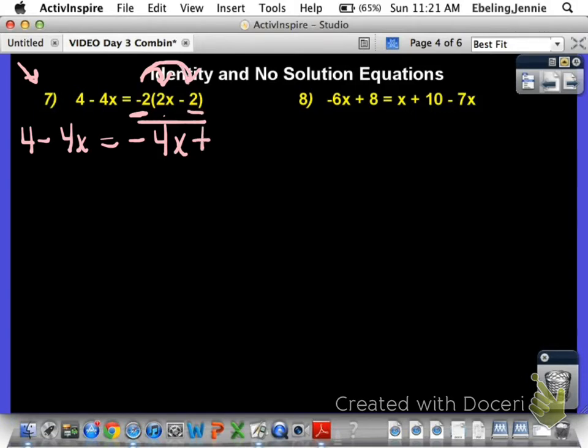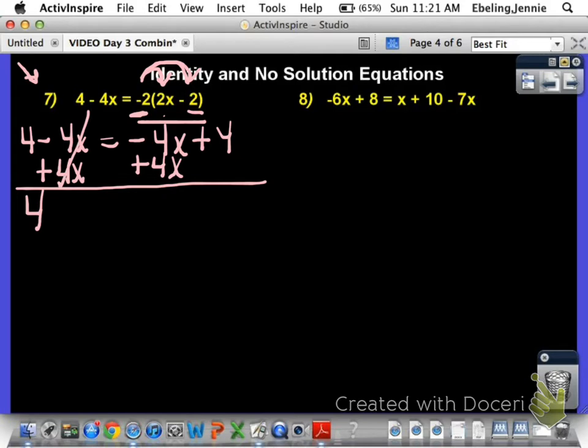Now we have variables on both sides of the equal sign, so we need to move the smaller one. Well, when I look at them, they're both the same, so it doesn't matter which one I move. If it's a minus 4x, to move it to the other side of the equal sign, I do the inverse, which would be to add 4x. When I add the 4x, bring this 4 down, the variables on the left-hand side cancel, and the variables on the right-hand side cancel. I don't have any more variables.